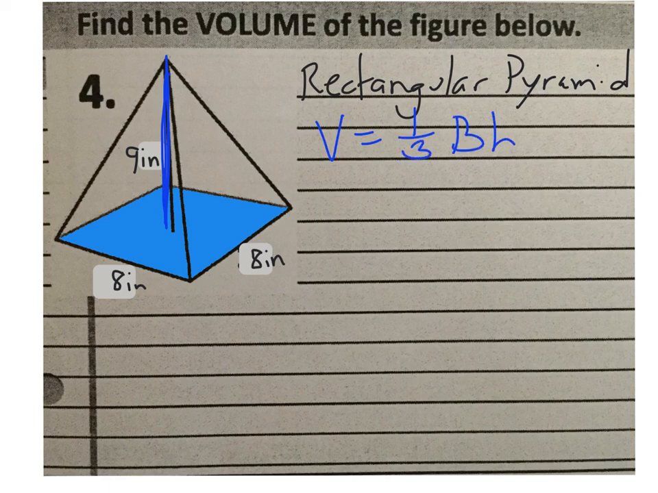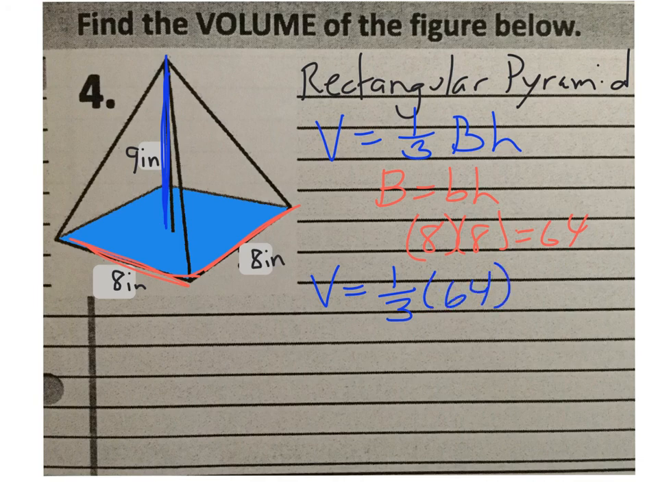So let's go ahead and just identify my base. The area of the base, the big B, is just base times height. Finding the area of that bottom portion is all you're doing. So that is 8 times 8 gets you 64. So now that you have the area of the base, you just fill it in. Volume equals 1/3, because it's a pyramid. This is a 64 for the area of that base. And the height, again, is what connects it to the very top, which is the 9. So multiply it by 9.